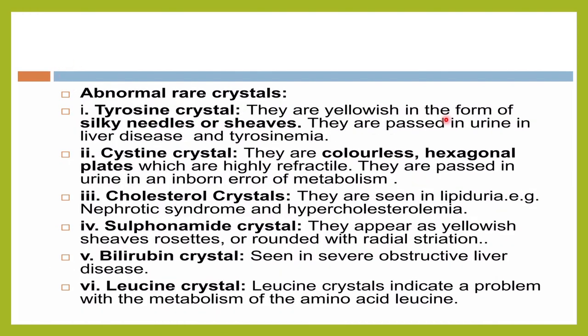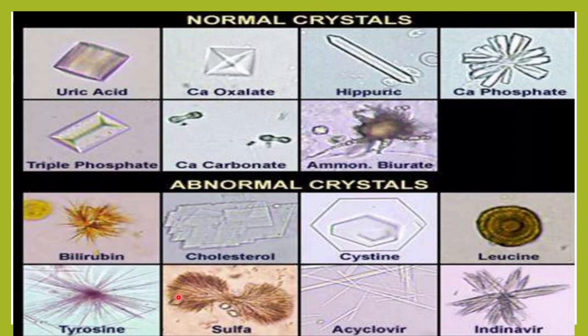There are certain abnormal crystals like tyrosine crystal, cysteine crystal, cholesterol crystal, sulfonamide crystals when the patient is on sulfonamides, bilirubin crystals, and leucine crystals when there are inborn errors of metabolism, etc. We can get these crystals. So these are the various crystals.